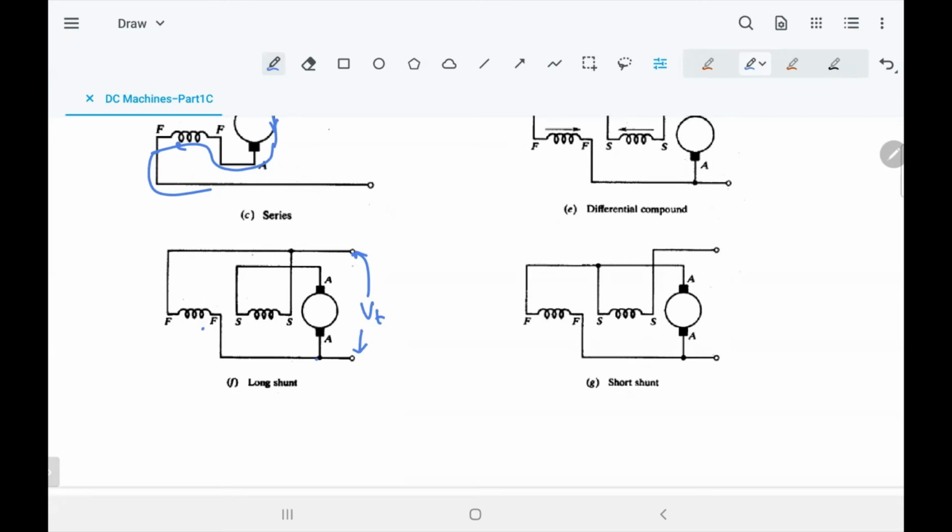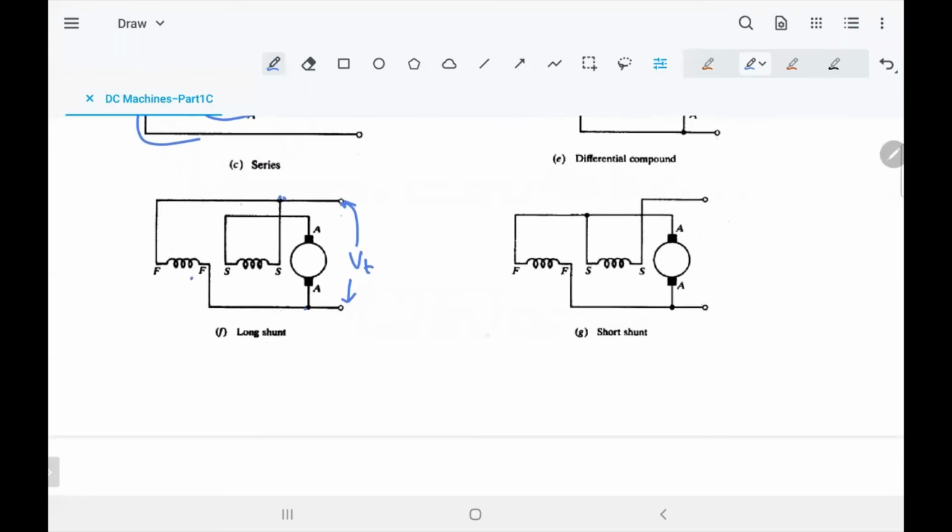So compound means you have both series and shunt. It means the field is divided into two groups. One group of the field is connected in series to the armature, and one group is connected in parallel. But observe in this one, because we have two types of compound, this is connected in series, but the voltage VT across this combination is the same across this one. Look at the other one.